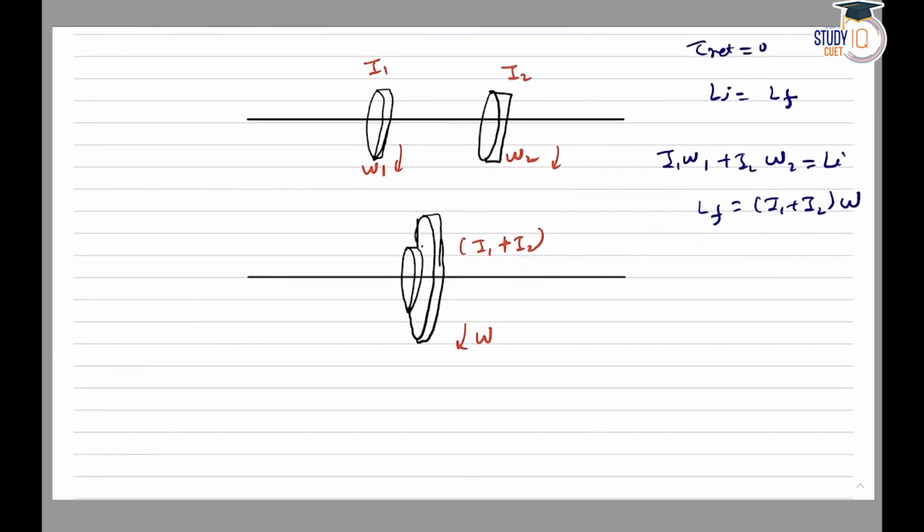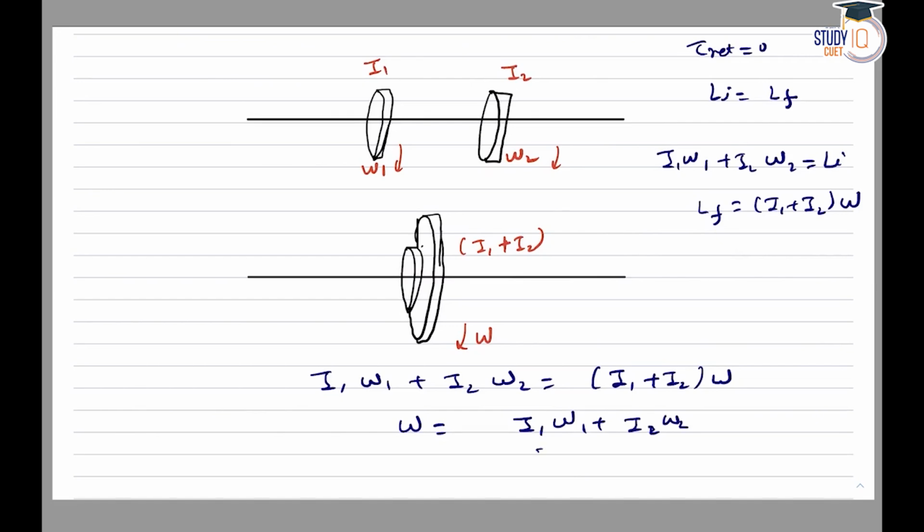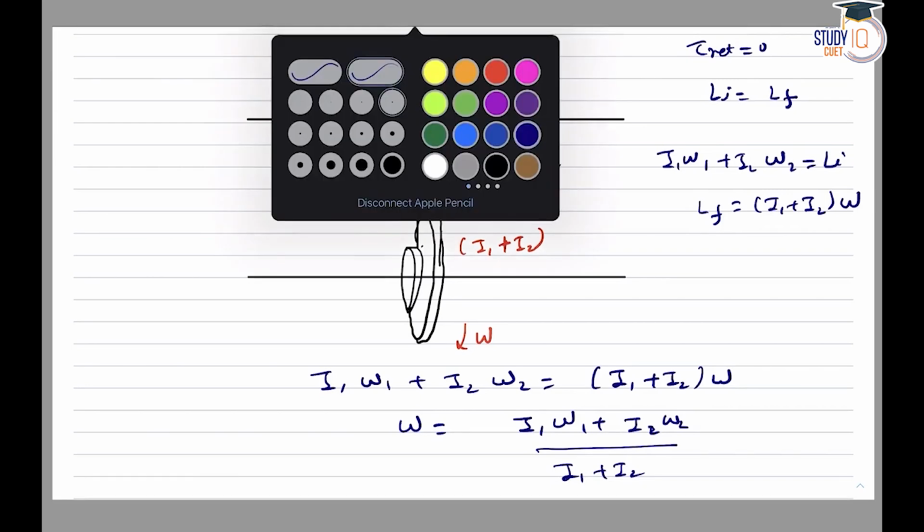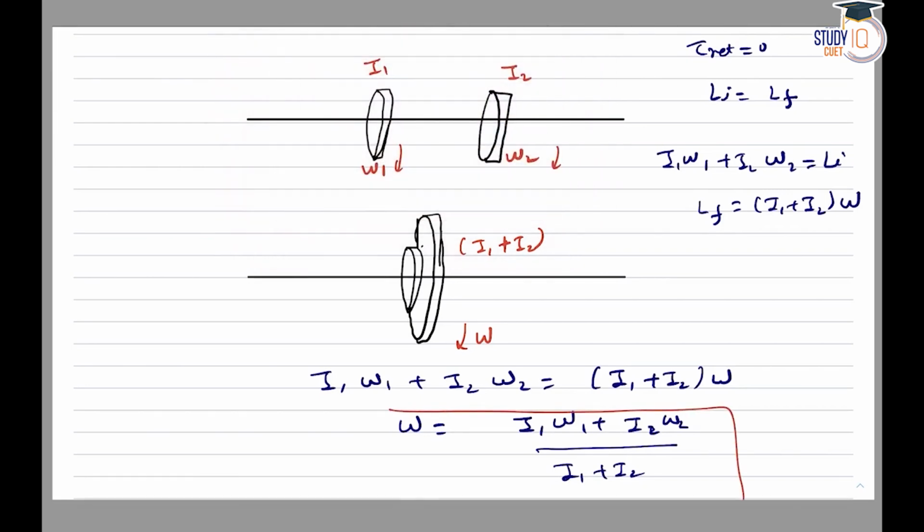Now substituting that initial angular momentum is equal to final angular momentum, we have I1 omega 1 plus I2 omega 2 is equal to I1 plus I2 times omega, where omega is equal to final angular velocity. The value of omega comes out to be I1 omega 1 plus I2 omega 2 upon I1 plus I2. This is the value of final angular velocity.